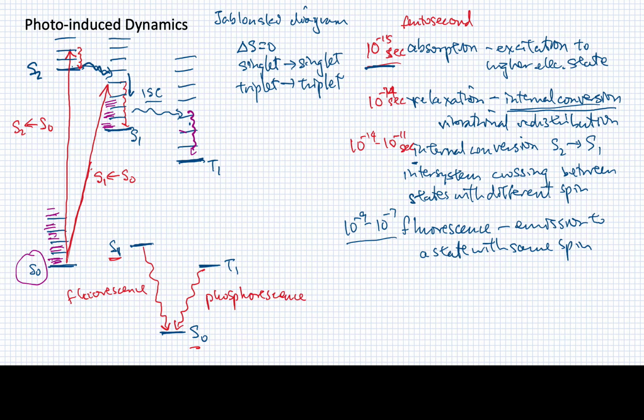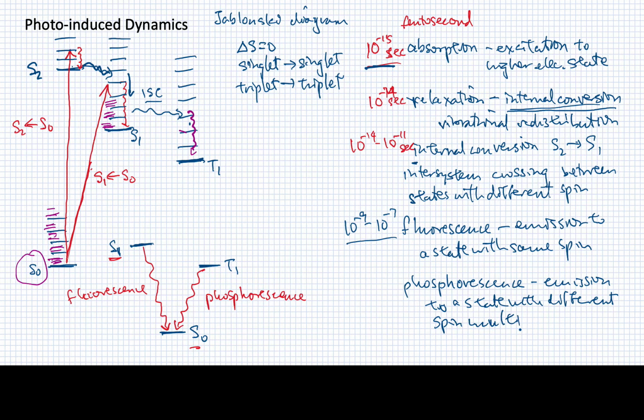Okay, so phosphorescence is essentially emission between states of different multiplicity. So emission to a state with different spin. And I guess I should probably add the word multiplicity to be sure I'm communicating correctly.